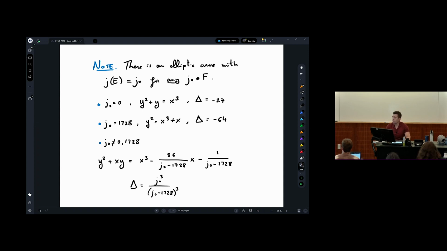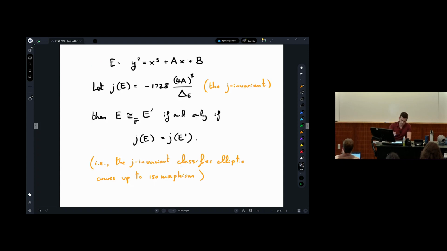Moreover, yes, Colbert. Can you go back? When you say F bar, do you mean the algebraic closure? Yes, that is the algebraic closure of F.